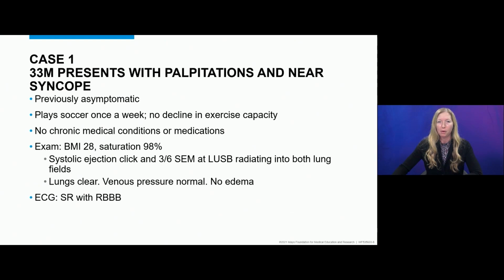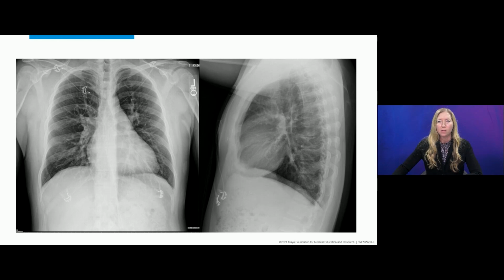His electrocardiogram shows sinus rhythm with a right bundle branch block. And his chest x-ray shows several findings that I want to highlight. So you can see pretty significant enlargement of the right heart, both the right atrium and the right ventricle. You see dilatation of the pulmonary arteries. You actually see a lot of pulmonary blood flow out into the lung fields.